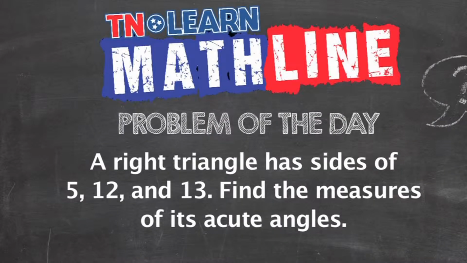A right triangle has sides of 5, 12, and 13. We want to find the measures of its acute angles. Now you say, why do we ask for the acute angles? Well, we know the right angle has an angle measure of 90.